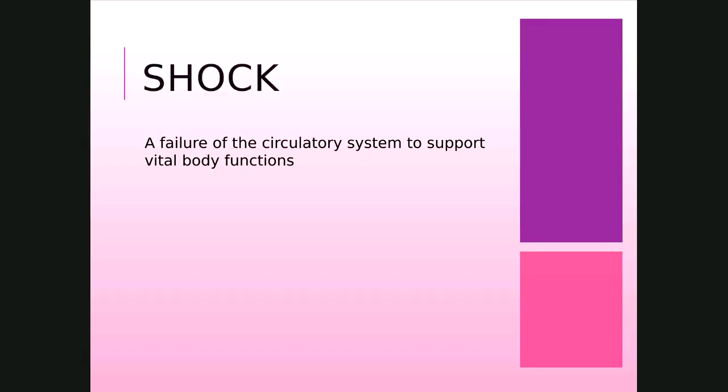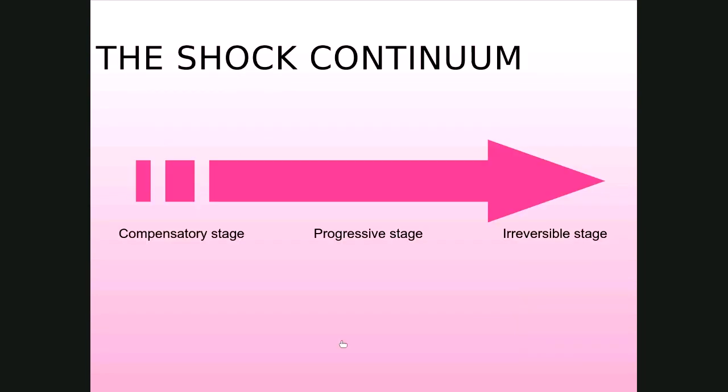The patient could be going into shock. By definition, shock is a term that indicates a failure of the circulatory system to support the vital body functions. And there are different types of shock. When they talk about it, there are actually stages of it. There's a compensatory stage, a progressive stage, and then there's an irreversible stage. In the earlier stages you can turn around the fact that they're going into shock, and potentially halt that progress, but there comes a point where you're not able to turn that around.